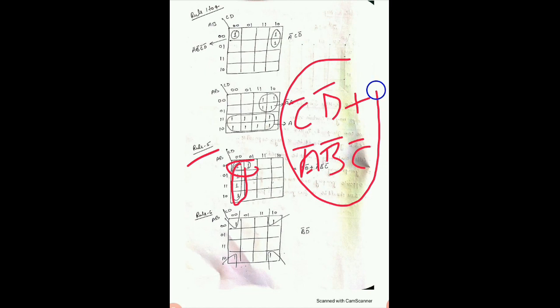Then if we look at this quarter, in the left there is nothing common, and in the top we can see C and D are 0, so we can write C bar and D bar. Okay, then we have to put a plus, because this is the sum of product form, and we have to draw the K-map in the sum of product form.